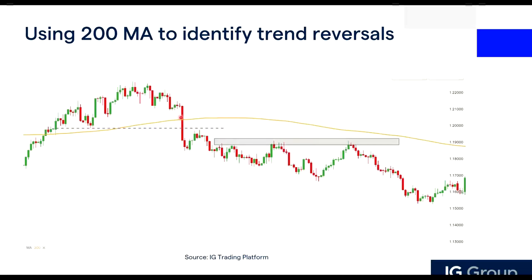But now that price has broken below this 200 moving average, this signals a potential reversal. So a valid entry could be to wait for price to retrace to the previous support that has turned resistance.